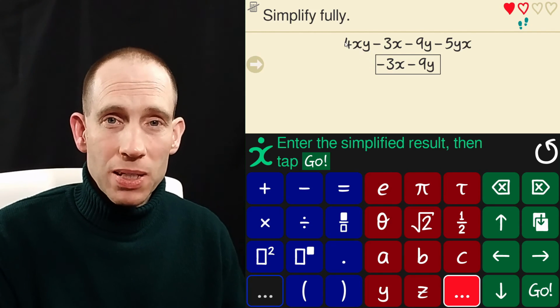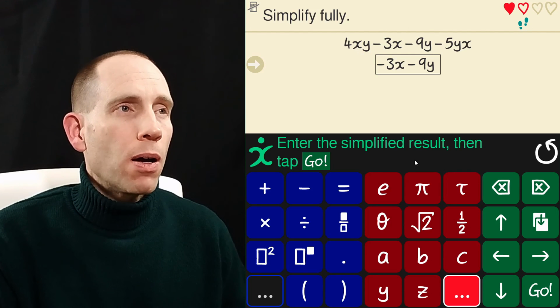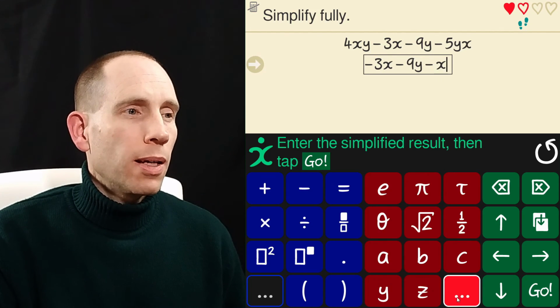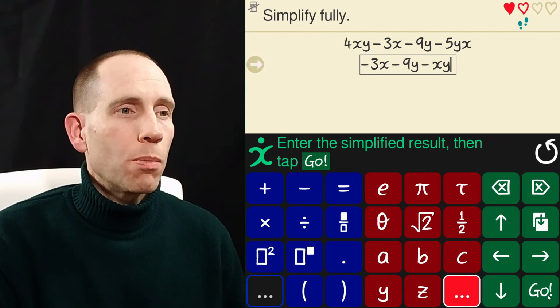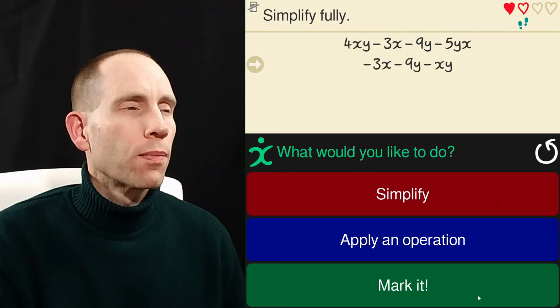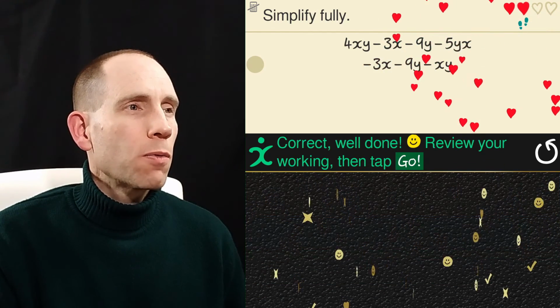So I'm going to sum them together, I'm going to collect those like terms. Plus 4, take away 5 is going to give me minus 1, but remember I don't write the 1 in, I just put minus xy. The 1 becomes invisible if you like. There we go. Okay, and then let's click the progress button and off we go.